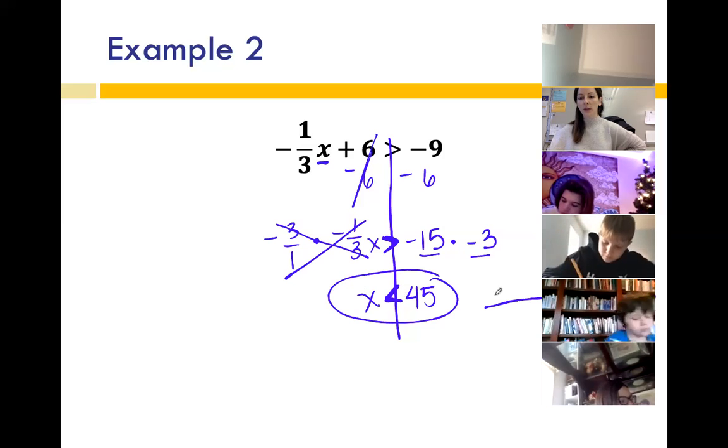Okay, so quick number line. Here's 45. Open circle and to the left because it's less than.